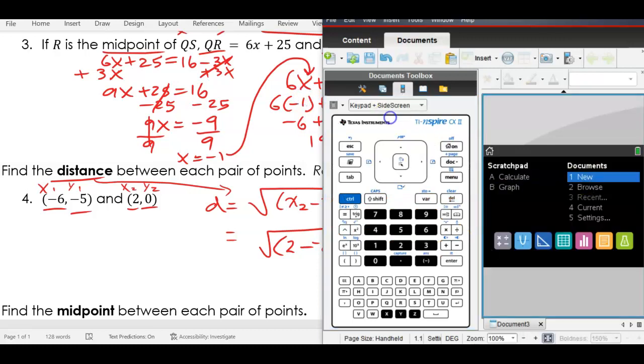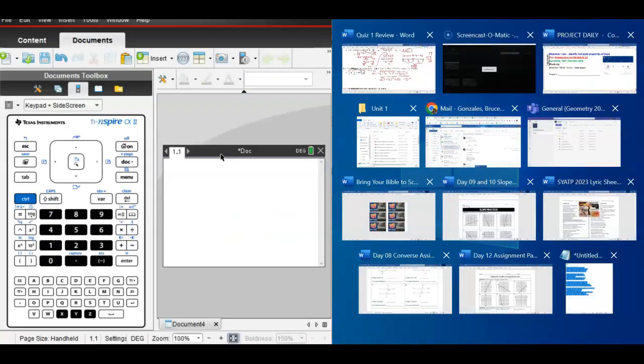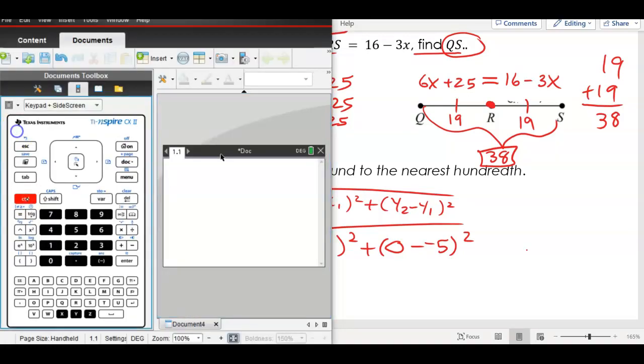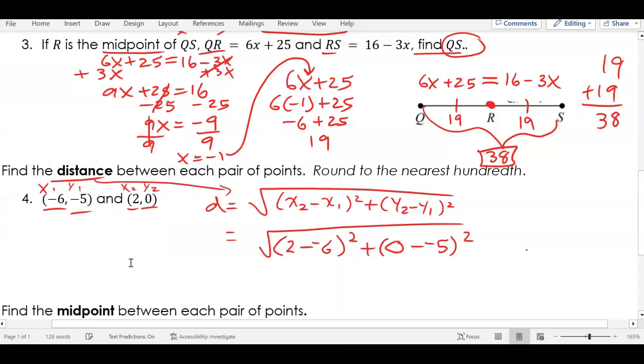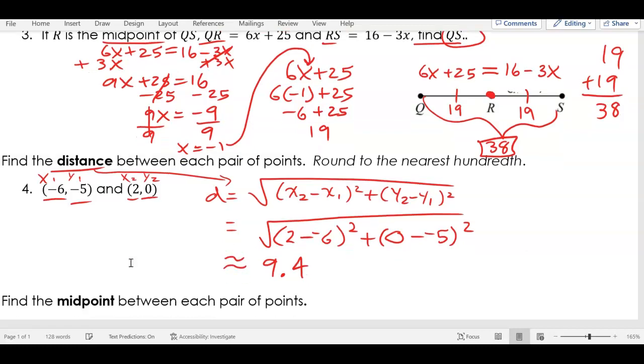Let's do this. So square root of 2 minus negative 6 in parentheses squared plus 0 minus negative 5 in parentheses squared gives me 9.4. So when you plug it into your calculator, make sure you plug it in correctly. Don't forget the minuses, the negatives, and the squared signs.